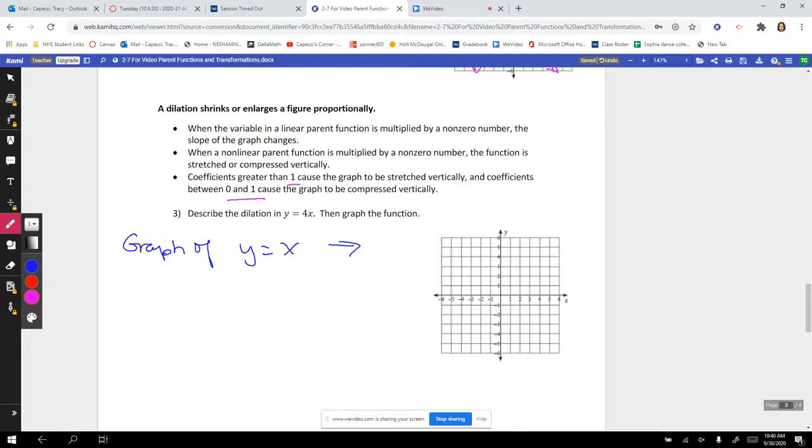So we have a lot of different things that can go on right here. Okay, so I'll kind of just sketch that. We know this is our parent function, right through here.